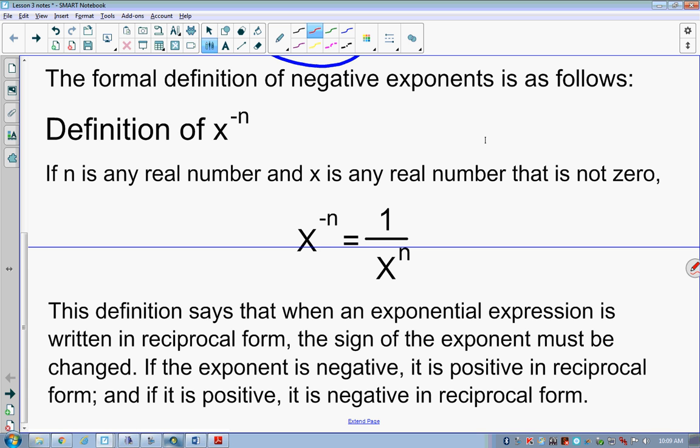We get that. So this definition says that when an exponential expression is written in reciprocal form, the sign of the exponent must be changed. That's the rule: I can move things above and below the division bar, but whenever I do that, the sign of the exponent has to change. So if it was positive, it becomes negative. If it was negative, it becomes positive as it moves across the division bar. If the exponent is negative, it is positive in reciprocal form. If it's positive, it's negative in reciprocal form. And we have reasons for moving a positive to become a negative and a negative to become a positive in order to evaluate expressions and simplify terms.